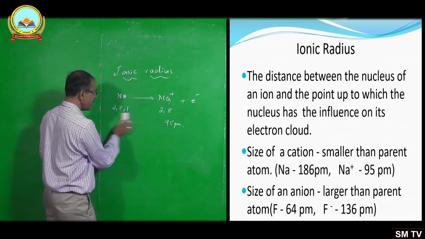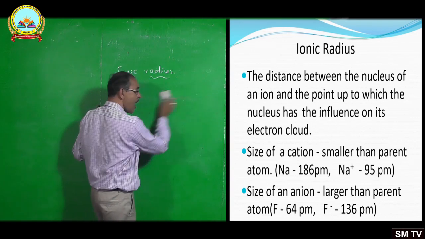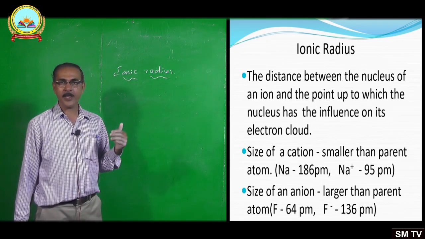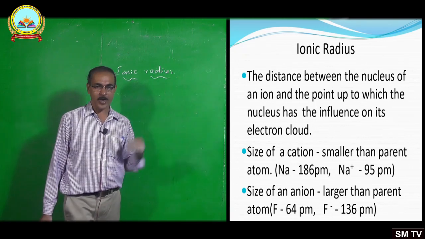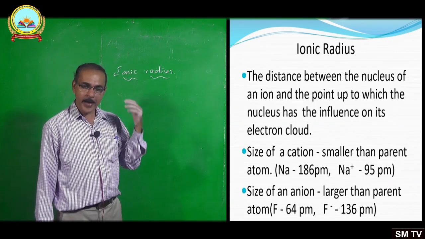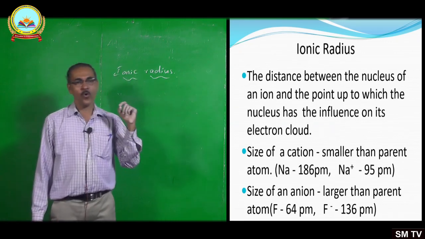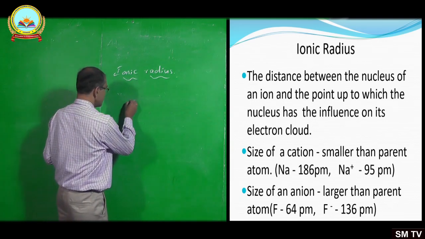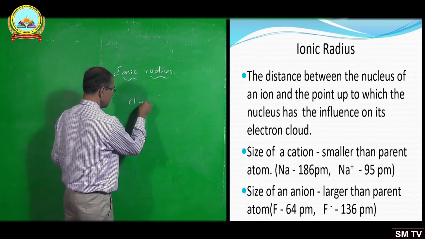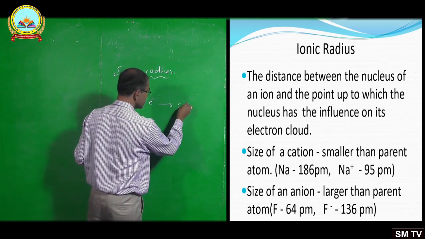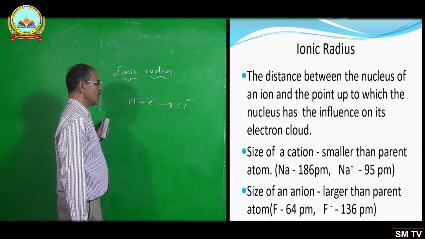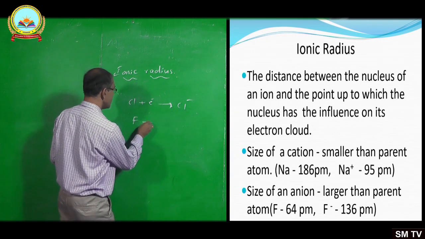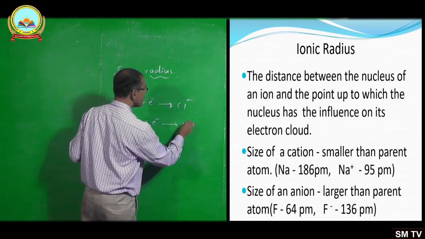So, that is another reason why it has such a small ionic radius. Similarly, the radius of the anion and its neutral atom. Cation is formed by losing one or more electrons. Then anion is formed by gaining one or more electrons. For example, Cl plus electron becomes Cl minus. Cl plus electron gives Cl minus. F plus electron gives F minus.